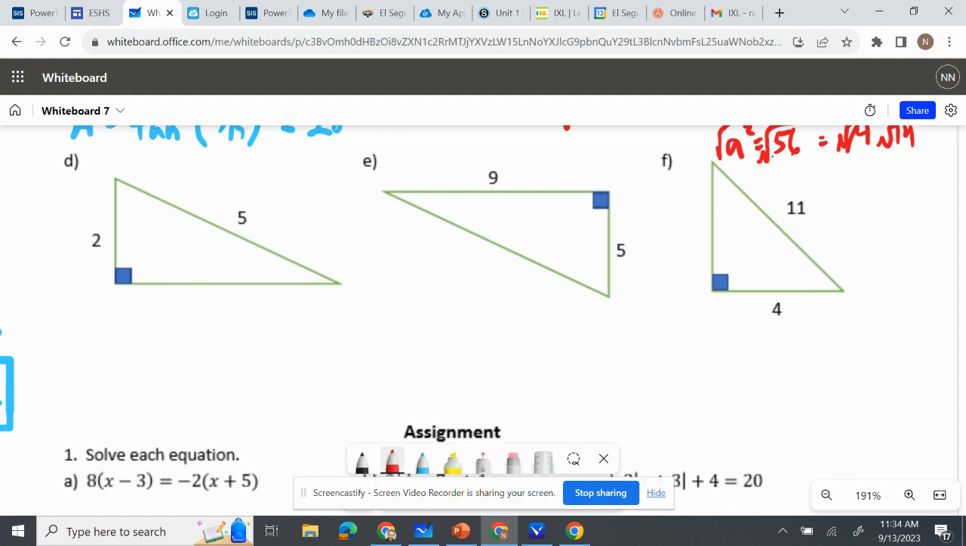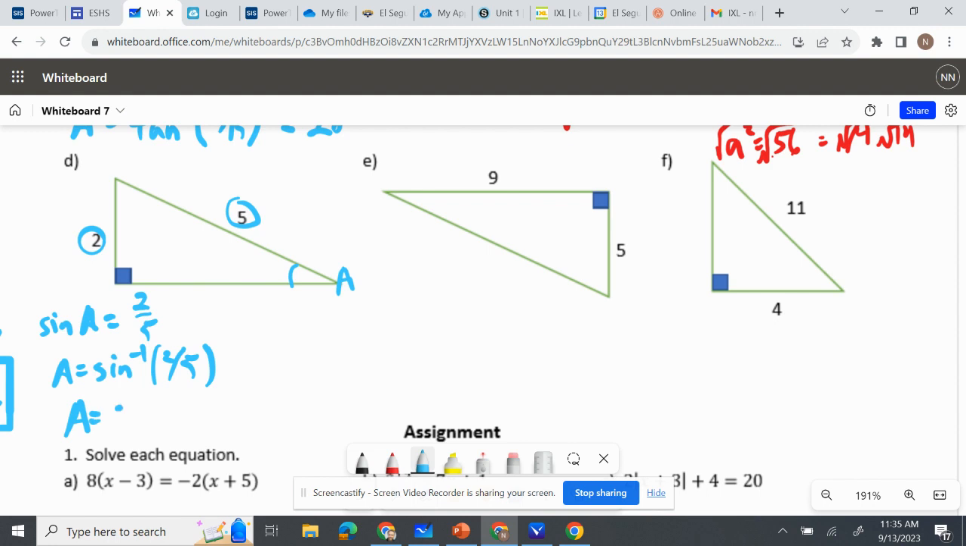So with the letter D, once again, I'm going to call this A. And this is my opposite over my hypotenuse. That would be sine. So sine of A is equal to 2 over 5. I'm going to do the inverse sine of 2/5. And then that right there gives me an angle of 24 degrees. So if this is 24 degrees, if I subtract from 180 the 90 and the 28, that gives me 62.